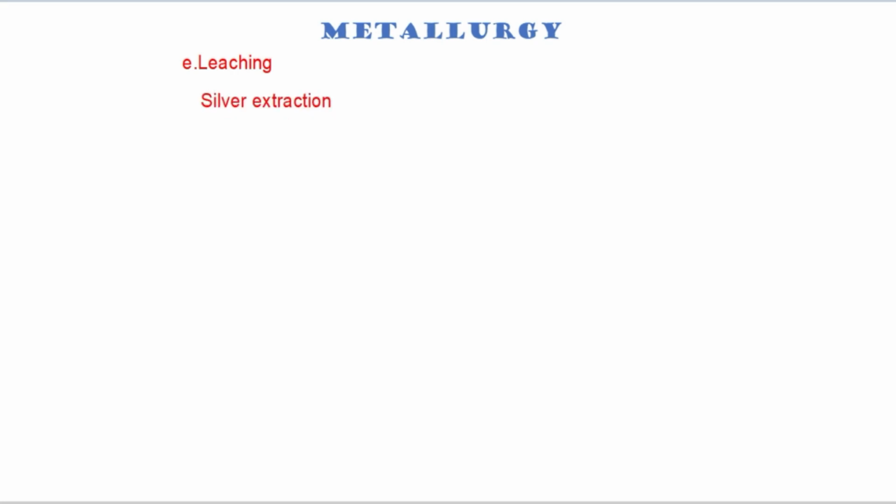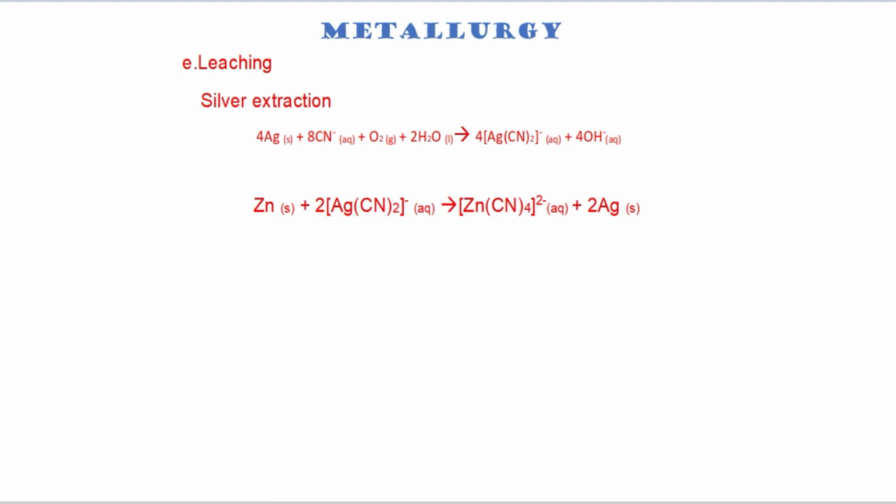Next, silver extraction. So this is cyanide leaching process. So the equations for extraction of silver by cyanide leaching. So that's all the concentration of ore. In the next class we shall discuss conversion of ore into oxide.